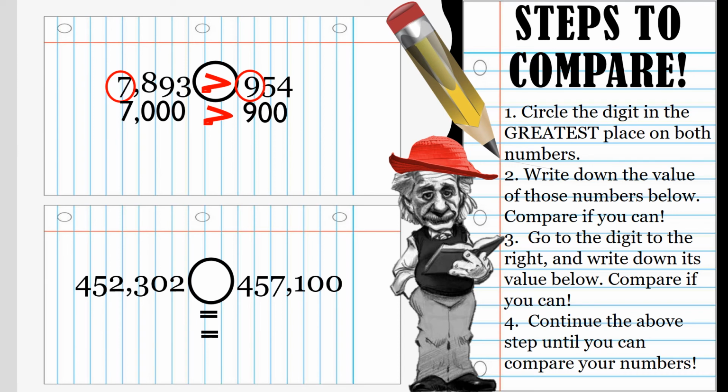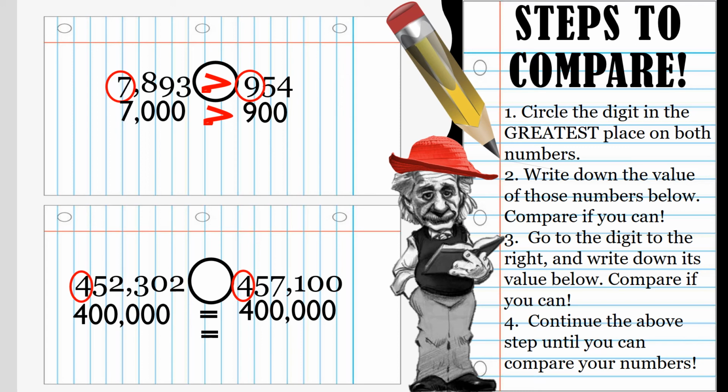452,302 compared to 457,100. Okay, let's circle the digit in the greatest place. A 4 in the hundred-thousands place and a 4 in the hundred-thousands place. Well, the value of that is 400,000 on both sides. Well, 400,000 is equal to 400,000. So I need to look at step number 3. It says go to the digit to the right and write down the value below.